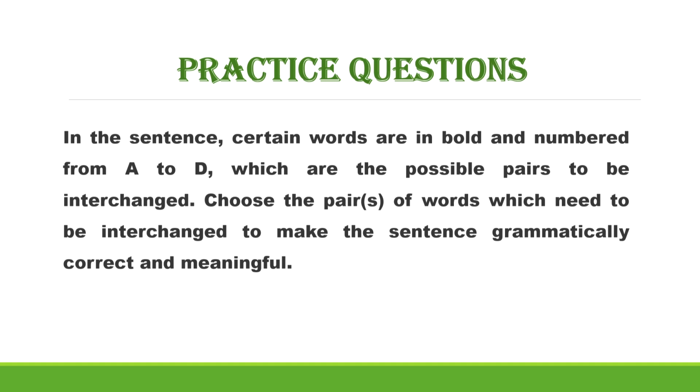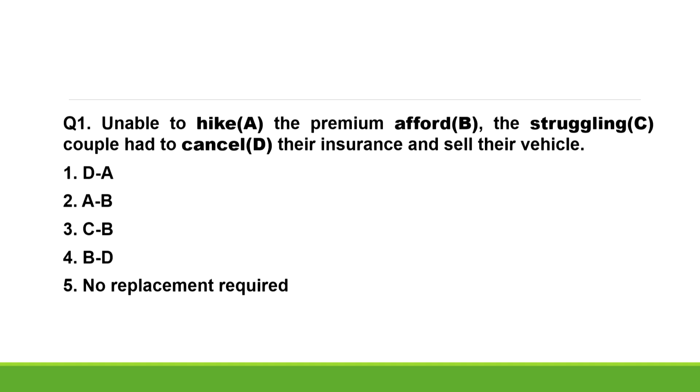So, here are the instructions given. Let me read them. In the sentence, certain words are in bold and numbered from A to D, which are the possible pairs to be interchanged. Choose the pair or pairs of words which need to be interchanged to make the sentence grammatically correct and meaningful. Fine. So, here's the first question. Start solving.